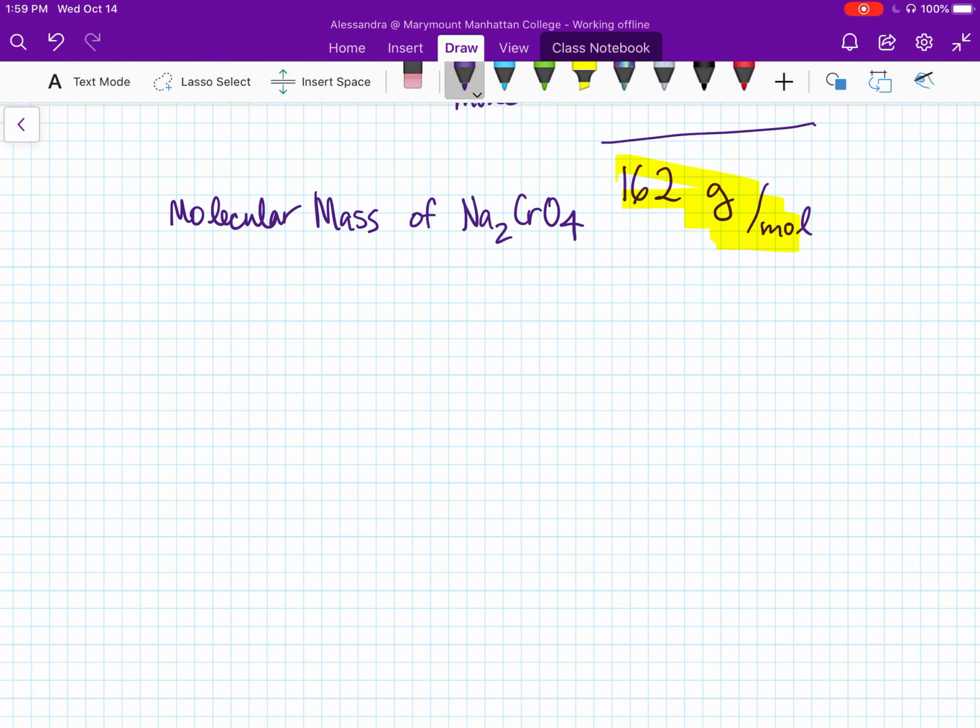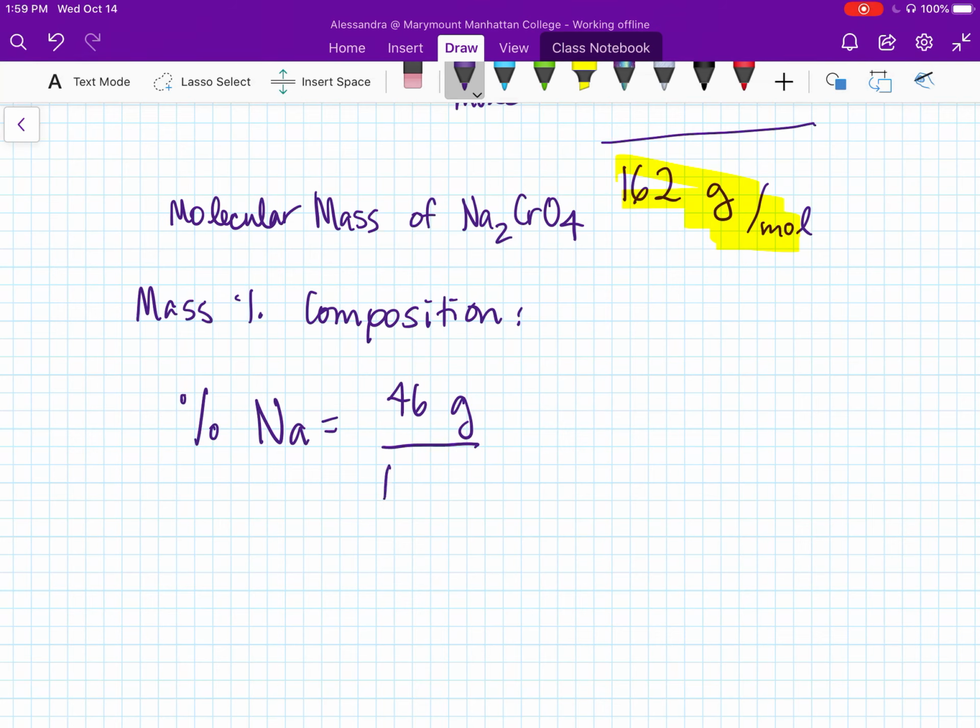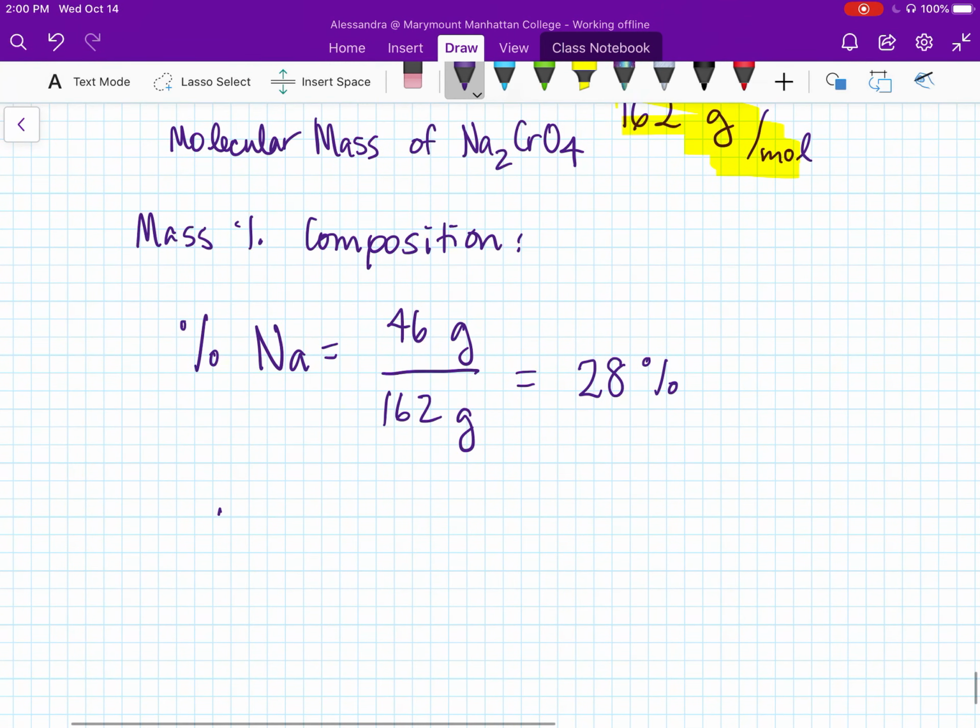So for sodium chromate, the mass percent composition is going to be easy to calculate. The mass percent of sodium is going to be equal to the 46 grams of sodium over the 162 grams of the total. The numerator is how much sodium there is in a mole. The denominator is the molecular weight, or the molar mass. So this gives me 28% sodium.